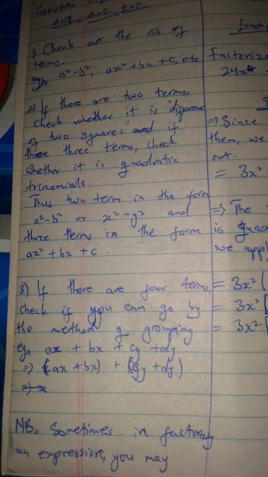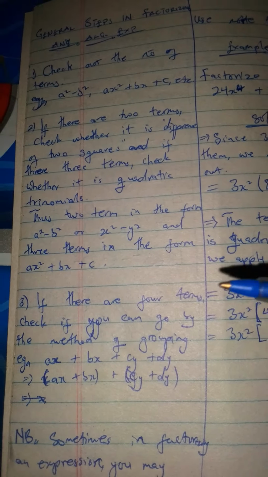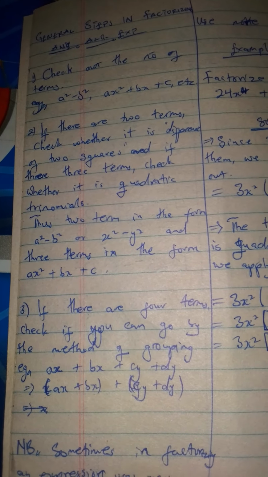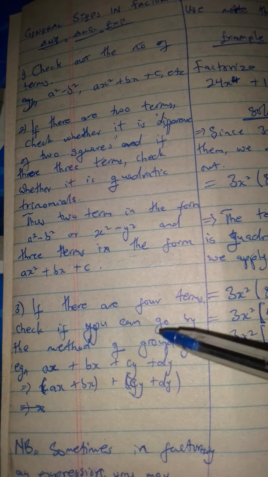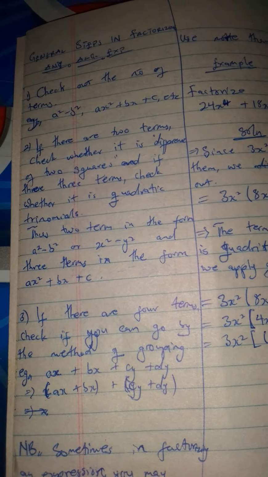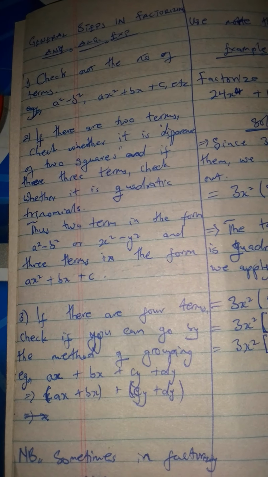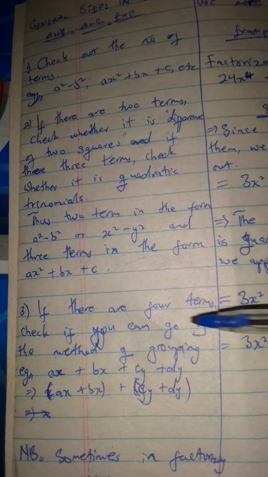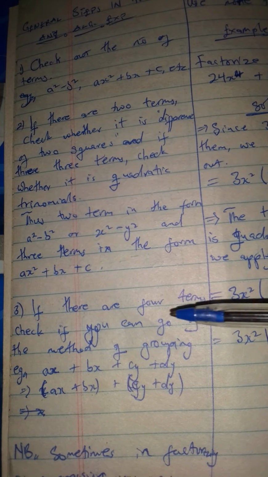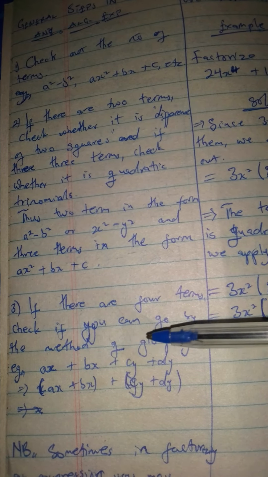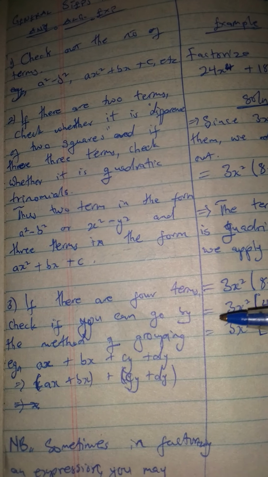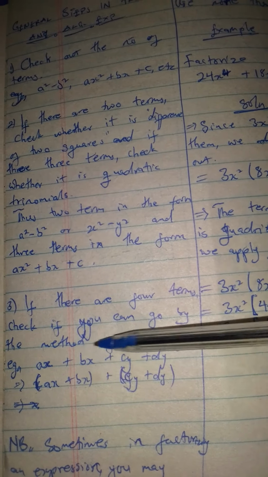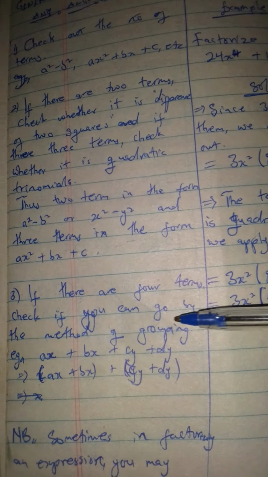Then the next step, if there are four terms, check if you can go by the method of grouping. I hope you remember the method of grouping, where the first two terms should be in a bracket and the second two terms should also be in a bracket, or you rearrange them, then the first two terms in a bracket, the second two terms in a bracket, then you factorize. That is the example that I've cited over here: ax plus bx plus cy plus dy. x and y are common, so you can factorize them. This is the method of grouping, right?